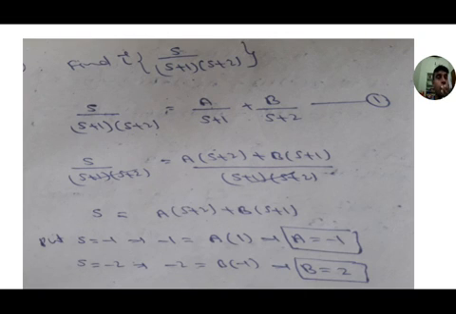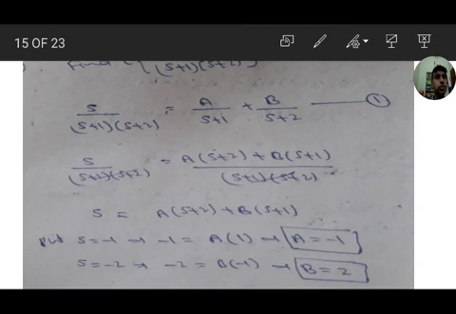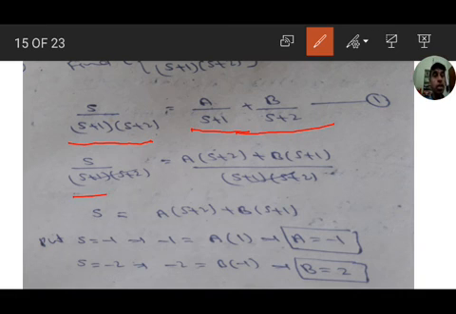Next problem. Find the inverse Laplace transform of s by (s plus 1) into (s plus 2). So here also two linear factors. s by (s plus 1) into (s plus 2) equal to a by (s plus 1) plus b by (s plus 2). Therefore, by simplification, s by (s plus 1) into (s plus 2) equal to a into (s plus 2) plus b into (s plus 1) by (s plus 1) into (s plus 2).